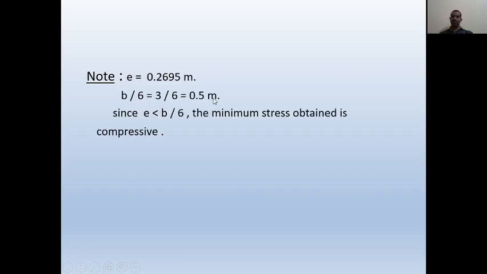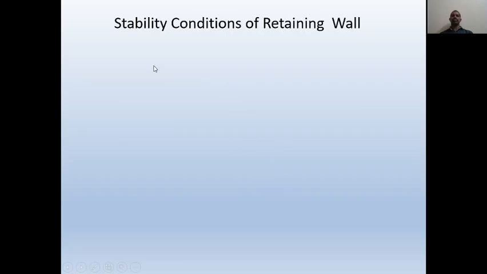Nature is tensile. You can compare the e value 0.269, but b by 6 when you calculate it is 0.5. So e is less than b by 6, therefore minimum stress obtained is compressive. That means we do not get any tensile stress when e is less than b by 6, that is the middle third rule we have just now discussed. And you can also compare the z value. z must be less than 2b by 3, then also you will not get any tensile stress within the base of the dam.